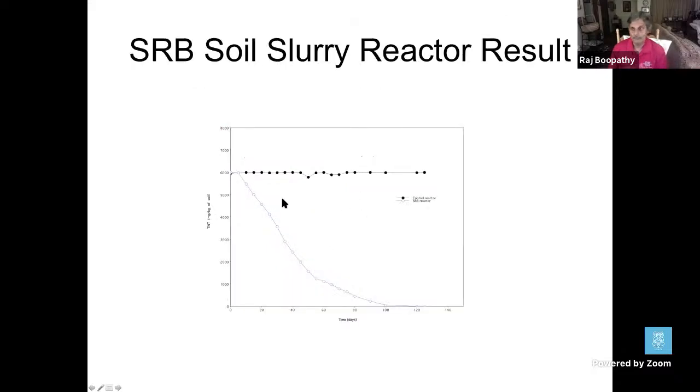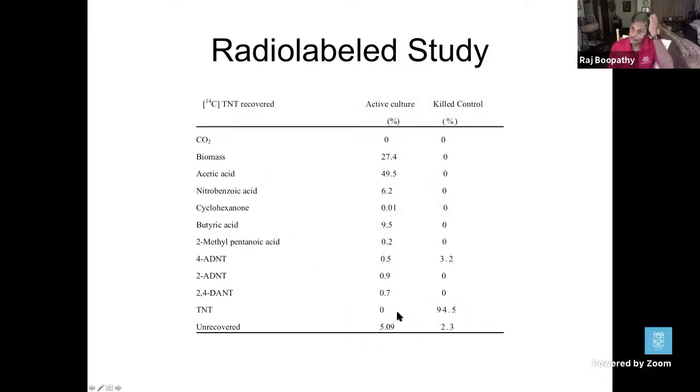And then we created an anaerobic slurry reactor, enhanced the activity and monitored TNT. And you can see in the slurry reactor, the 6,000 milligrams per kilogram of TNT went down within 100 days in the anaerobic conditions. In the control with no bacteria, nothing happened to the TNT. So there's no abiotic activity, it is mostly biotic activity that's taking over in the anaerobic process. Again, we did the radiolabel study. We spiked some radiolabeled TNT and accounted for complete mass balance.